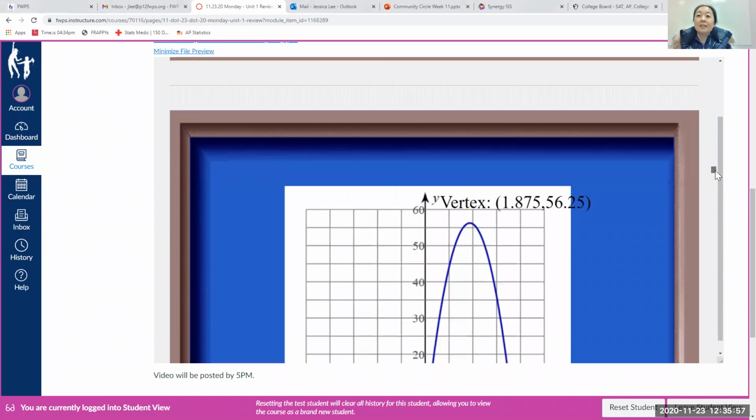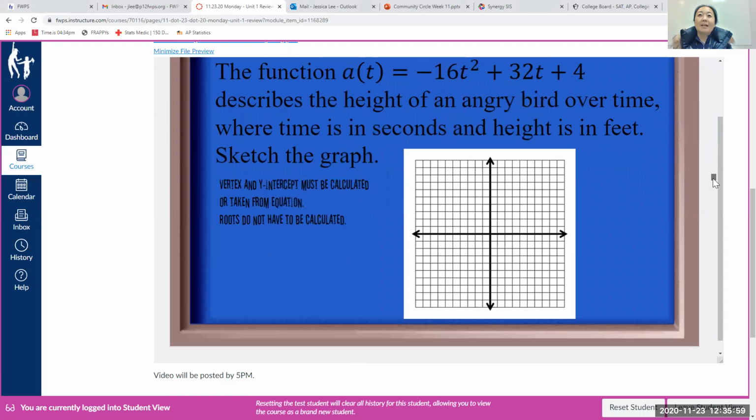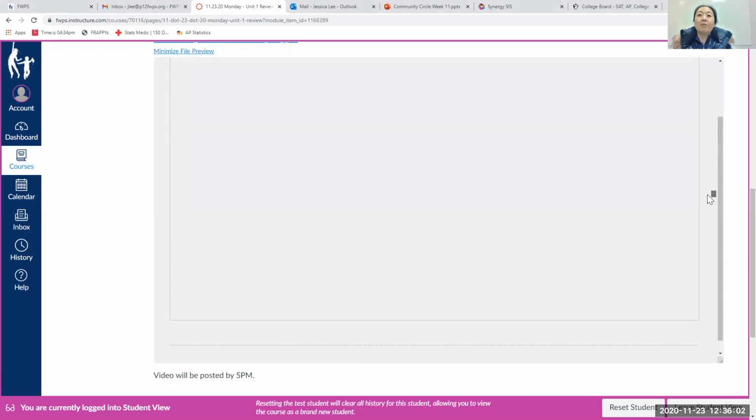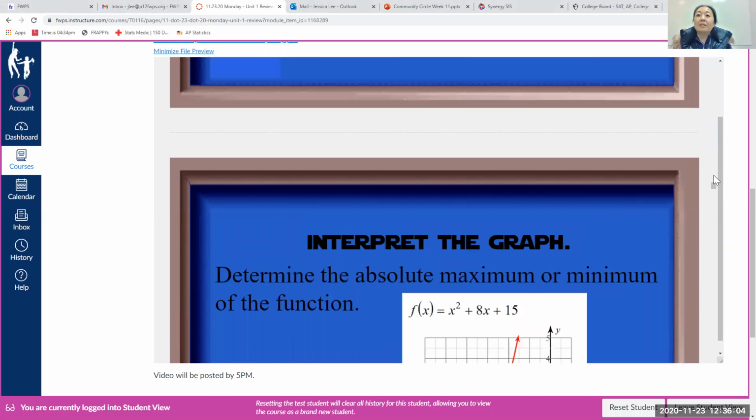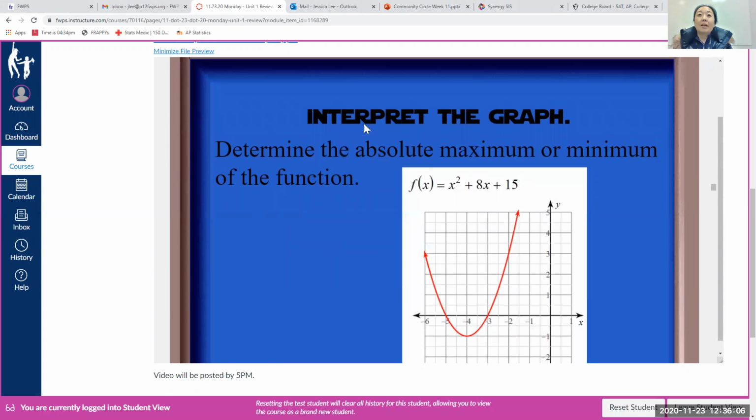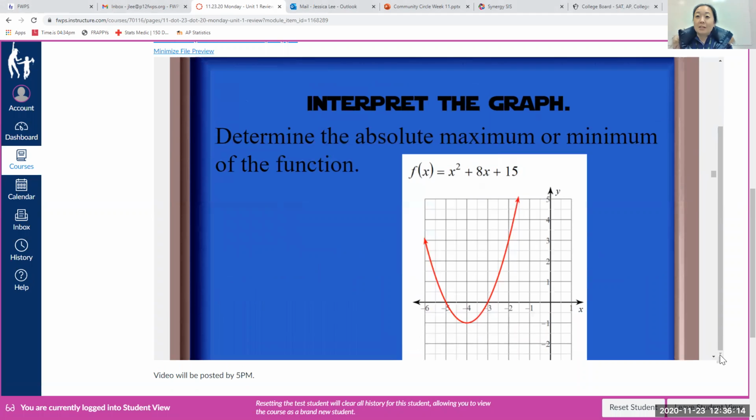Oh, look. See? Vertex, what we said. Okay, we talked about that before. Oh, yes. We're like, determine the absolute minimum or maximum of the function. We're like, oh, it gives us the graph. I literally don't care about the equation. It does not even matter, right?